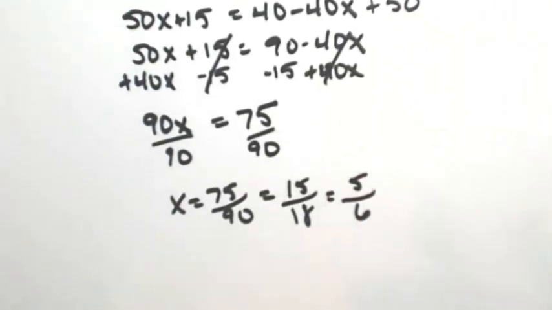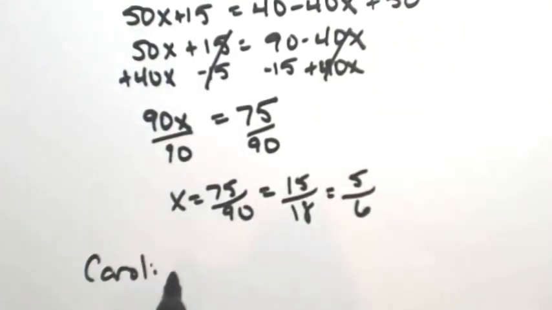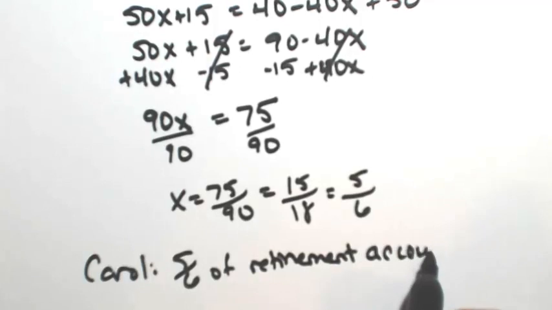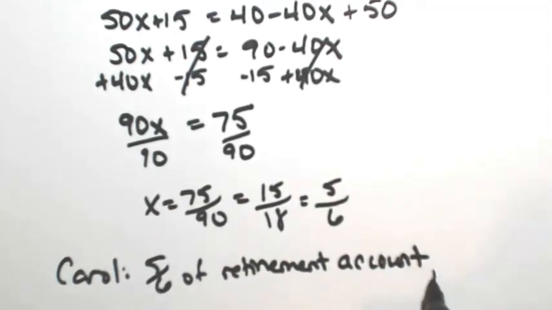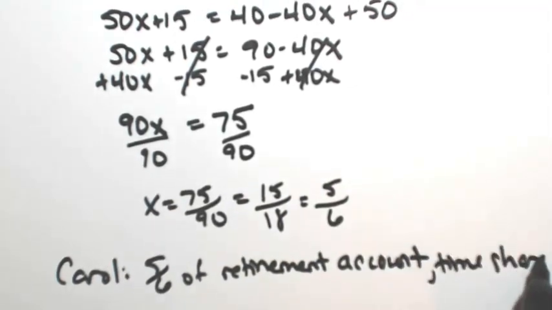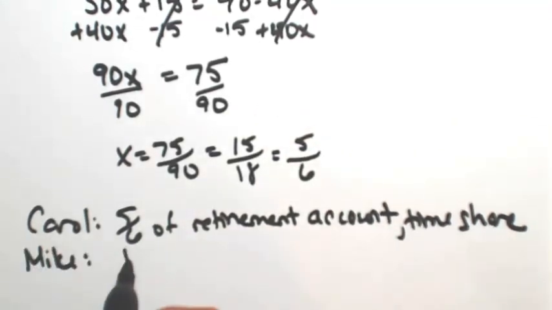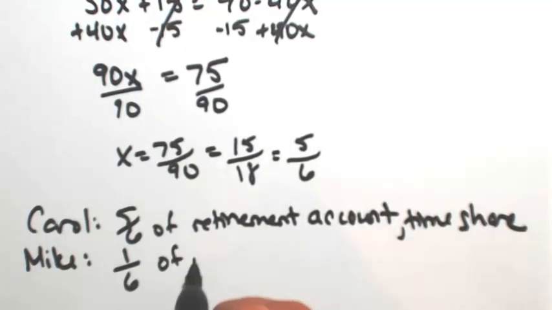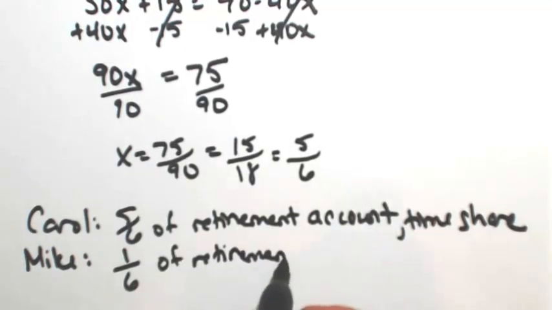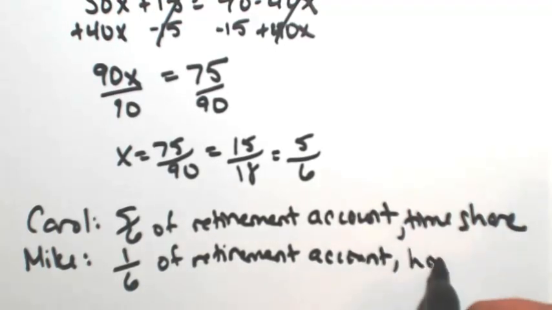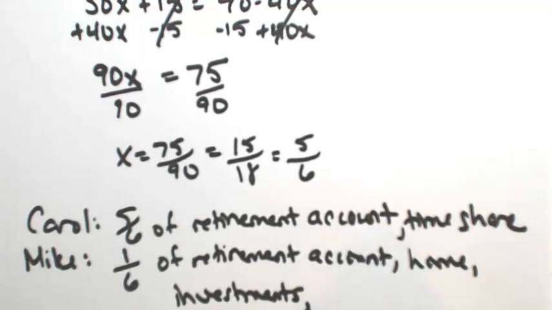So writing out the final allocation, Carol is going to get 5/6 of the retirement account. The other thing that was circled was the timeshare. Mike is going to get the other part of the retirement account, so 1/6. And then the other things circled for him were the home, the investments, and the other.